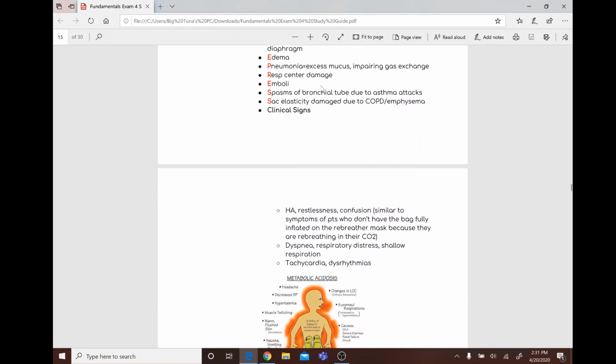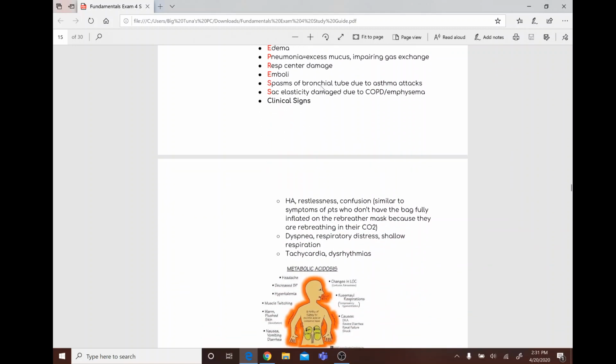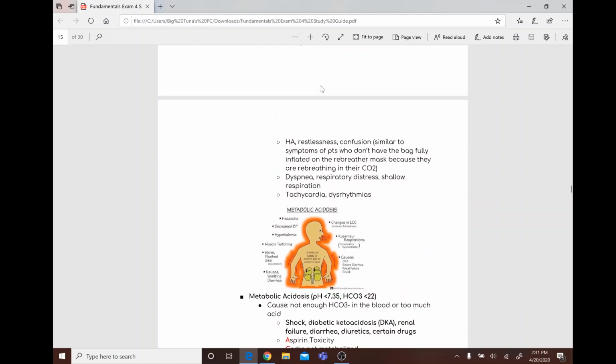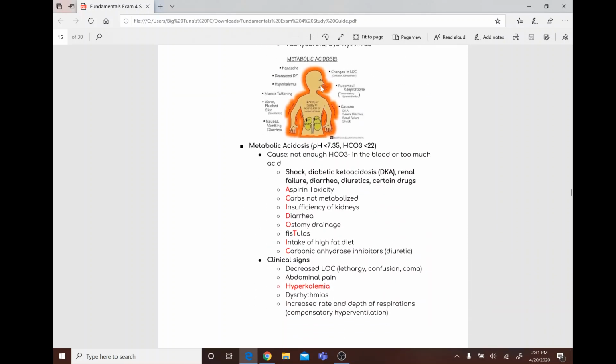What are the clinical signs of respiratory acidosis? Headache, restlessness, confusion, dyspnea, respiratory distress, shallow respiration, tachycardia, dysrhythmias. This can also happen to people whose bag does not fully inflate with the CO2 rebreather.